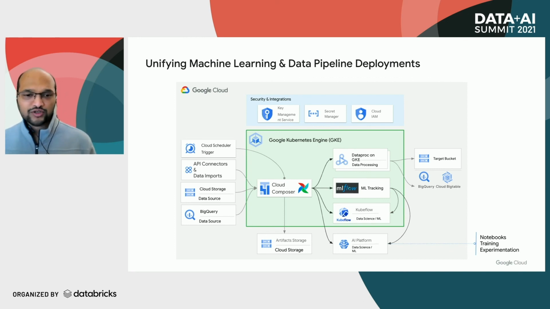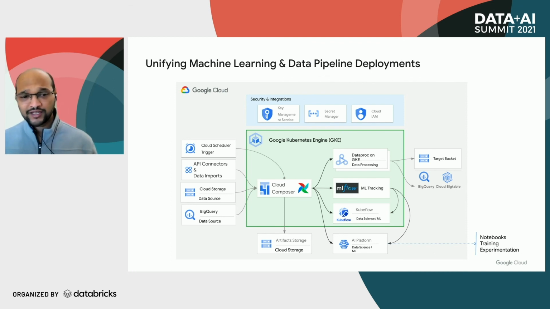So for data processing, you would actually trigger a Spark job running on Dataproc on GKE for tasks like your feature engineering or data transformations, followed by a machine learning job. So you would run those machine learning jobs to train the models, either on a Kubeflow cluster running on GKE, or you can actually go serverless with Cloud AI platform.